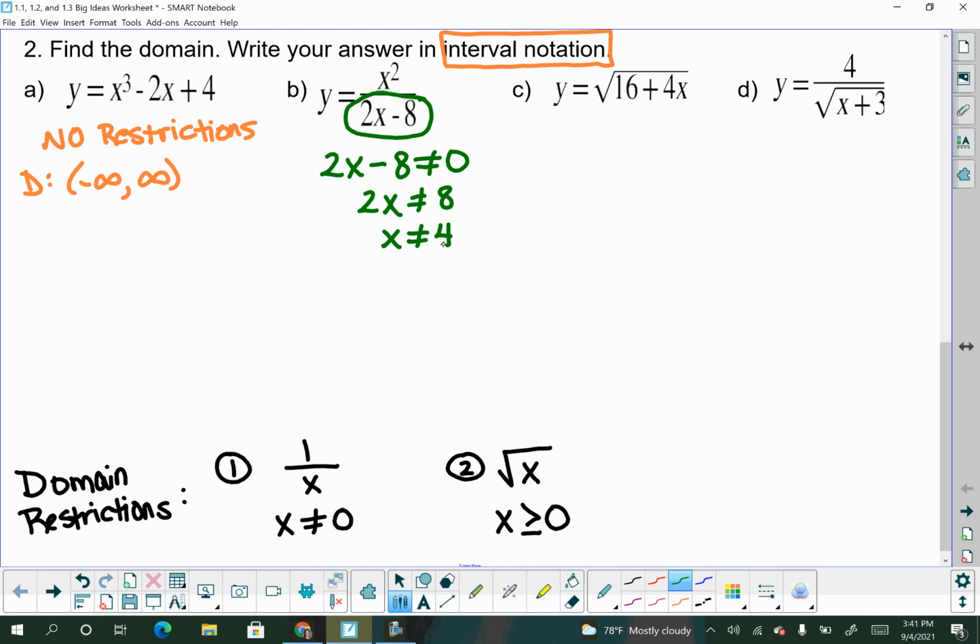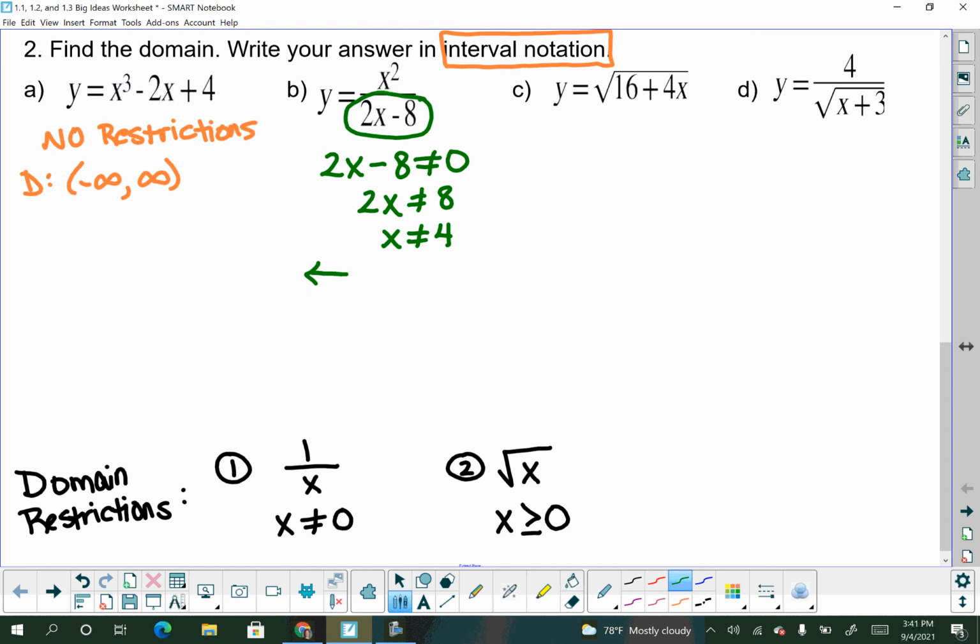So x cannot equal 4. 4 is the only number, 2 times 4 minus 8, that would give me 0 in the denominator. Every other number would give me some other value in the denominator, which would not be a mathematical error. So my domain is all real numbers except 4.